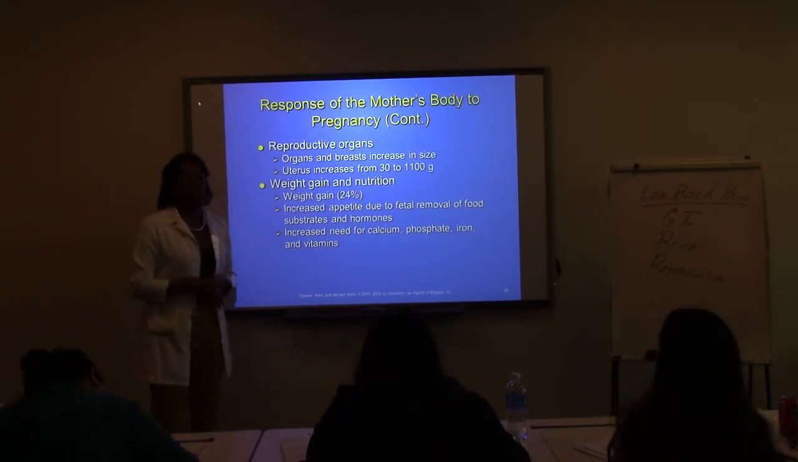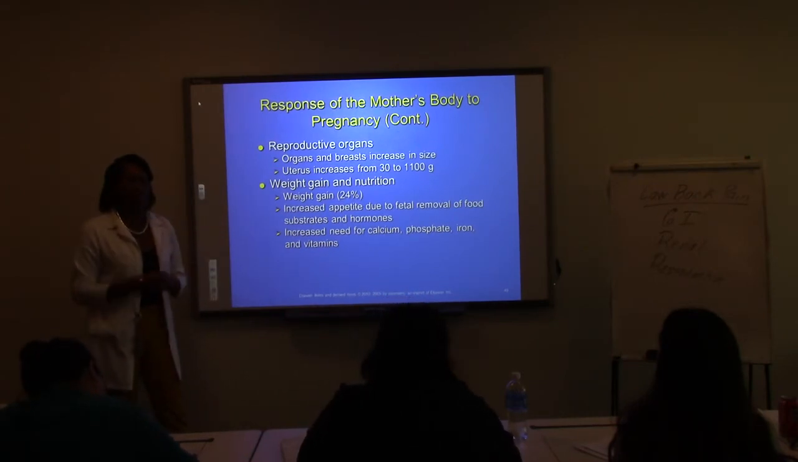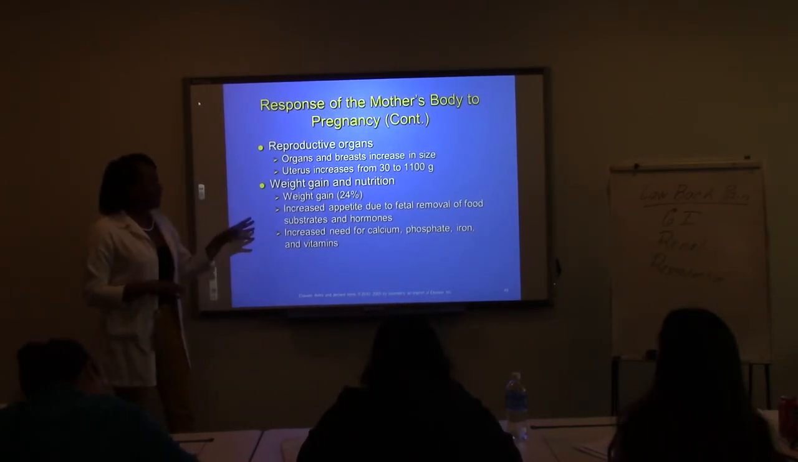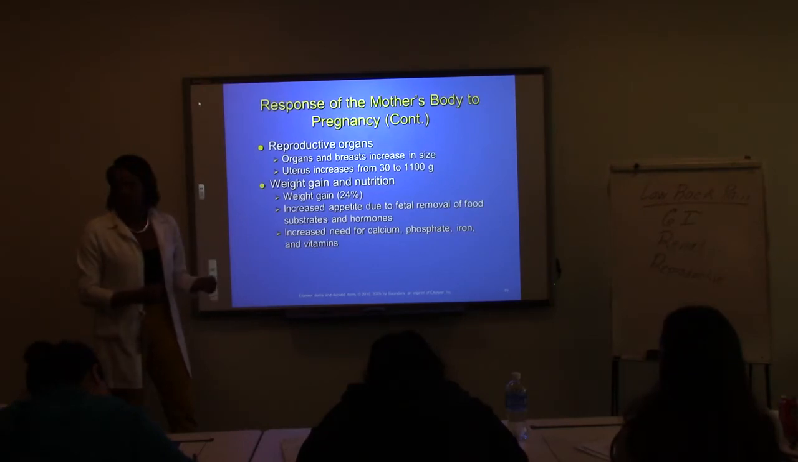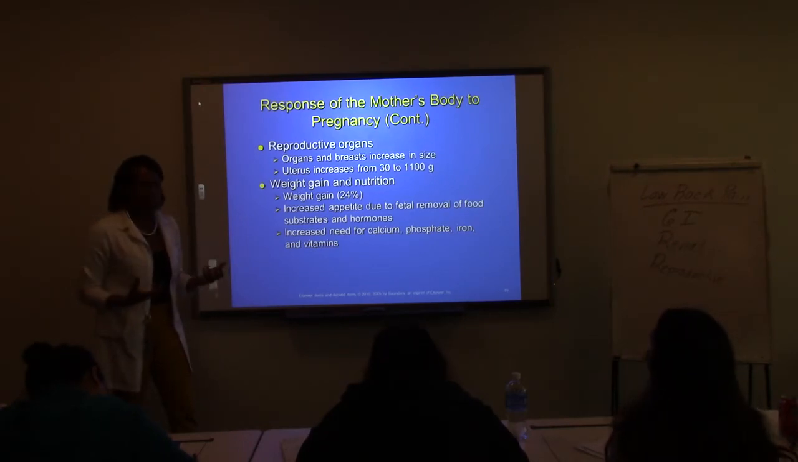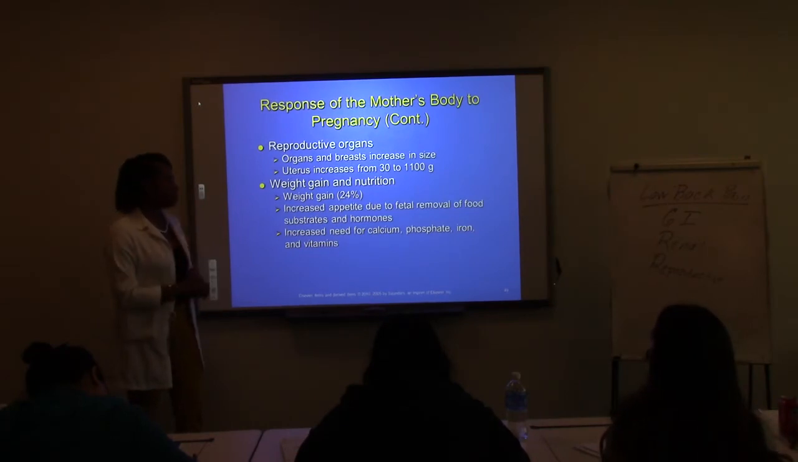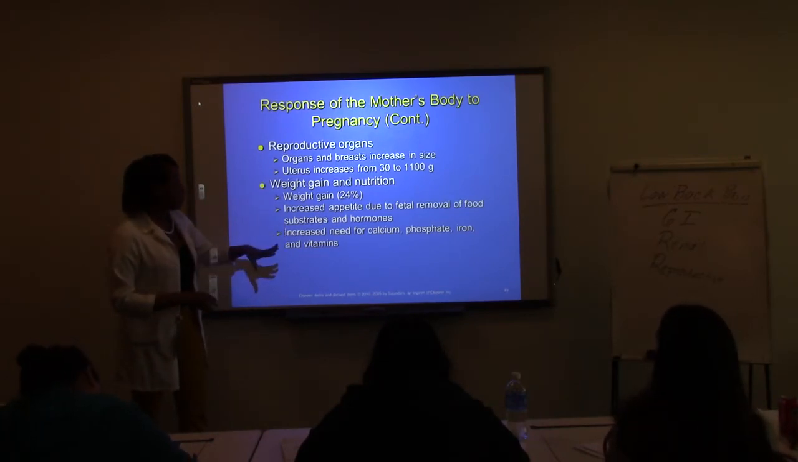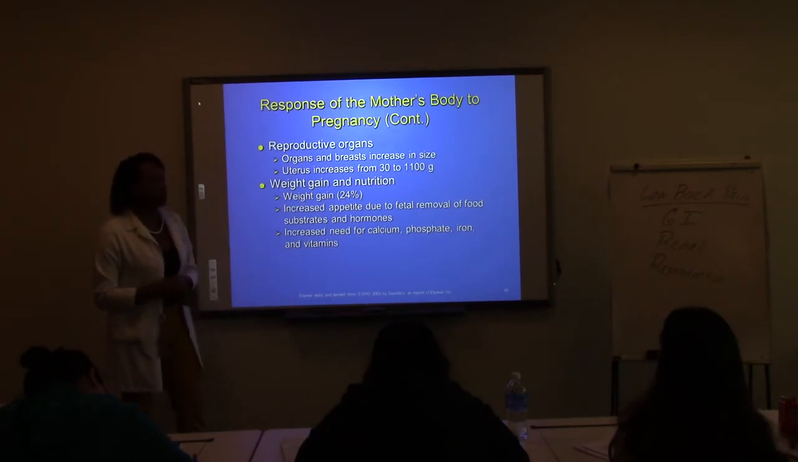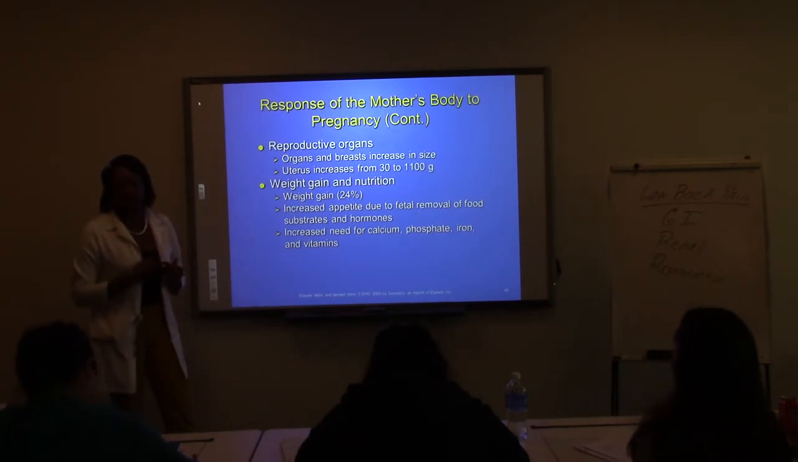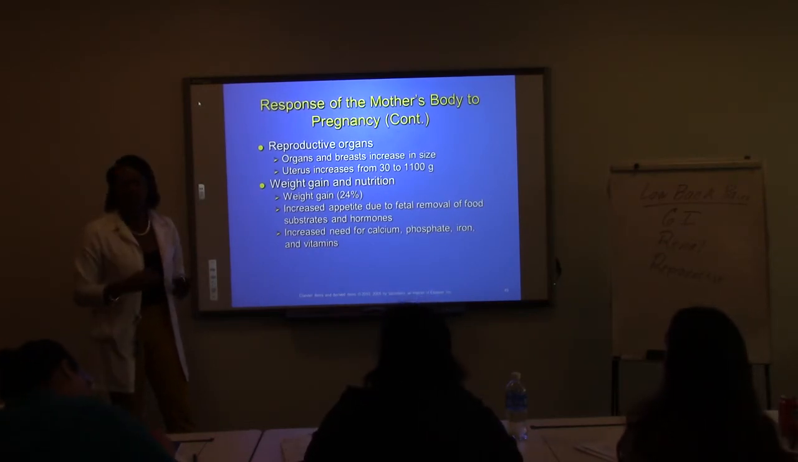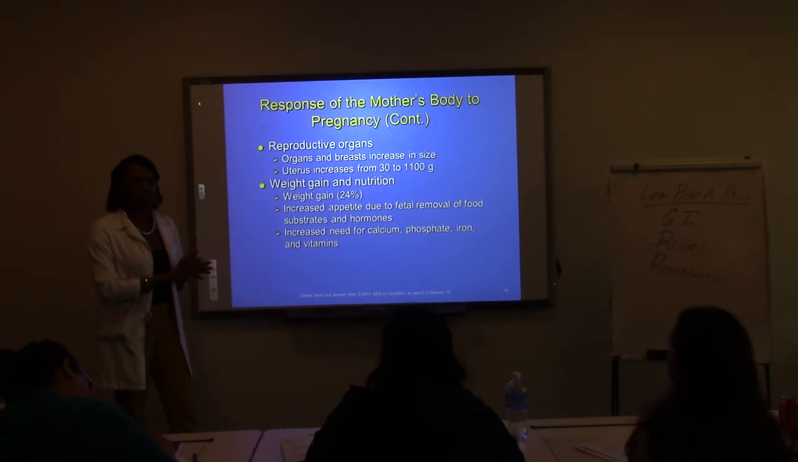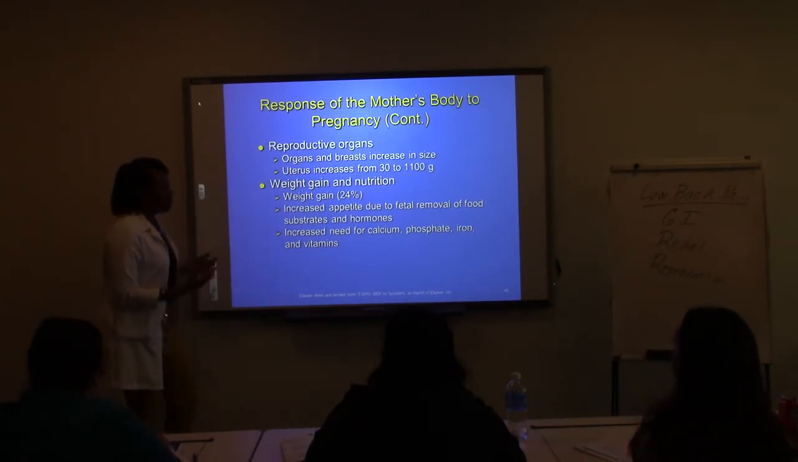And reproductive organs. We know that the organs and breasts in particular actually increase in size, especially the breast for lactation. Weight gain, we know, yes, because you're eating for two. And so keep in mind that the mom needs nutrition as well as the baby, and they need almost double the amount in order to get proper nutrition. Increase in appetite as well, and increased need for vitamins and supplements. And I think we all know that prenatal vitamins are very important, not only to protect the mom and keep her healthy, but also to make sure the fetus has those proper nutrients, if they're not getting everything.